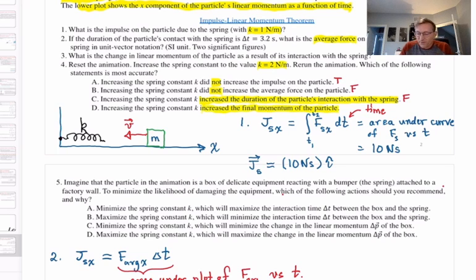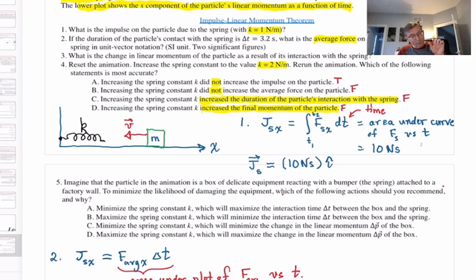Can you say why that one's false? Let's make sure we can explain that physically. We already argued that the impulse has not changed. The area under the curve has not changed. The impulse equals delta P. P initial is the same as it was, so P final has to be the same. So increasing the spring constant did not increase the final momentum.